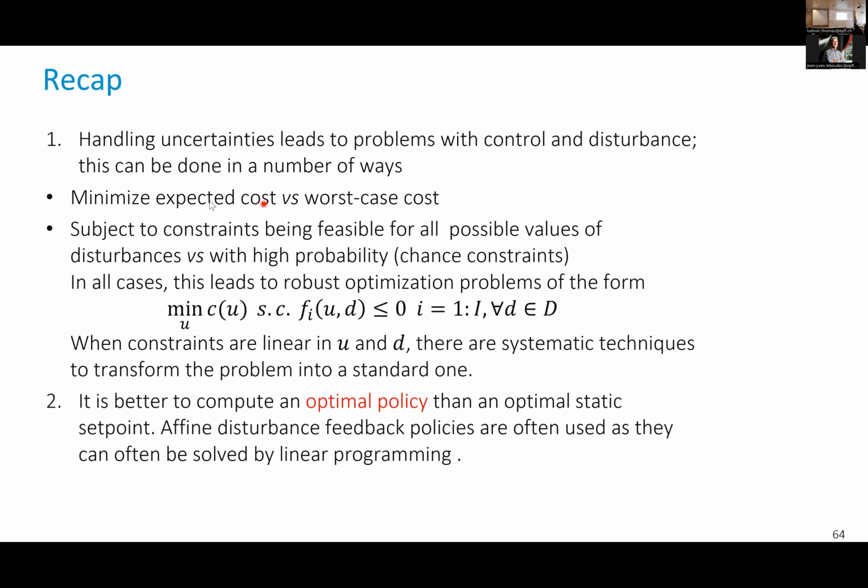There is always an issue, and the cost somehow needs to be made independent of the disturbance. Expectation makes a lot of sense. Worst case makes sense sometimes, but it's also easier to work with, as we've seen. And the hard thing will always be that the constraints must be feasible for all values of the disturbances. In the good cases, we can pre-process the constraints by solving one optimization problem per constraint. In the bad cases, we may need to do more work, like we've just seen. And in general, it's better to compute an optimal policy than an optimal static set point, but it will come at some cost. Voila, we finish a bit earlier today, but the quiz is a bit more technical this week.